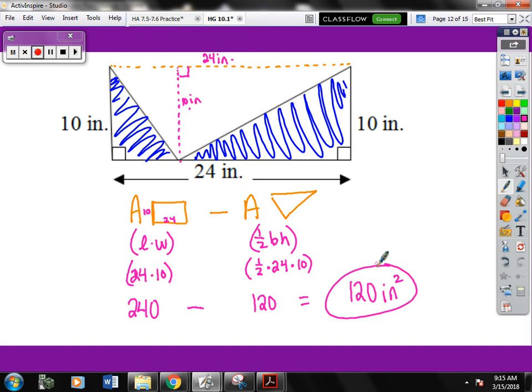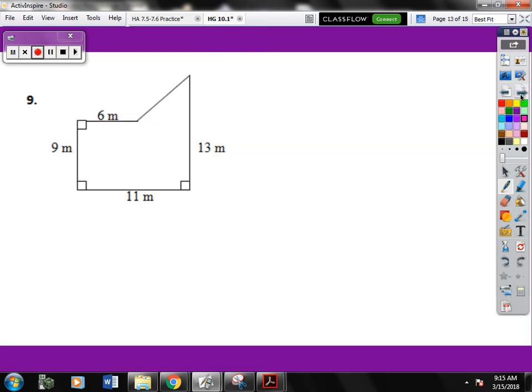Okay, the last one, we have another irregular shape. How do you think I should attack this problem, to find the area of the whole shape? And there's multiple ways to do it. He said make 2 rectangles and a triangle. So here, here, and here. That works. Anyone see a different way to do it? Justin? Then you just have 1 rectangle and 1 triangle.